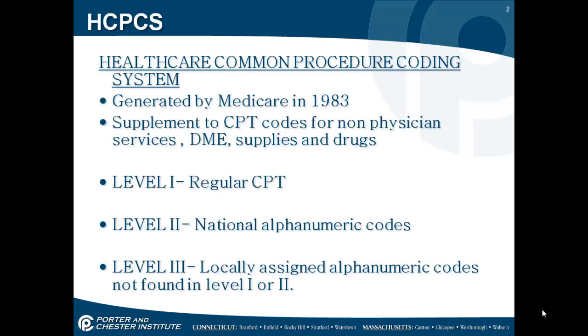HCPCS, Healthcare Common Procedural Coding System, was generated by Medicare in 1983. It is a supplement to the CPT code book for non-physician services, durable medical equipment, supplies, and drugs. There are 3 levels. Level 1 is regular CPT. Level 2 is National Alphanumeric Codes. Level 3 is locally assigned alphanumeric codes not found in Level 1 or Level 2.